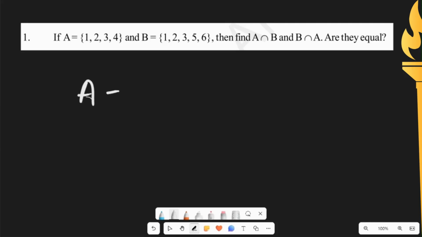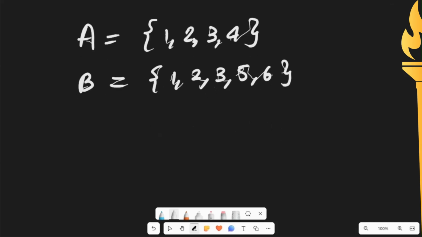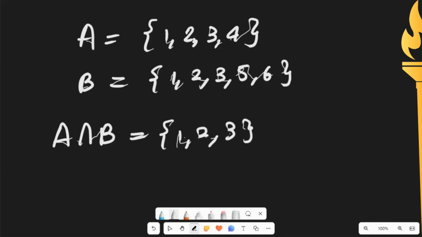So we have A is equal to {1, 2, 3, 4}. The meaning of intersection is we need to write the common elements, which are common in both of the sets. So we would get A intersection B, which are all common: we have 1, we have 2, and we have 3. And this is A intersection B.